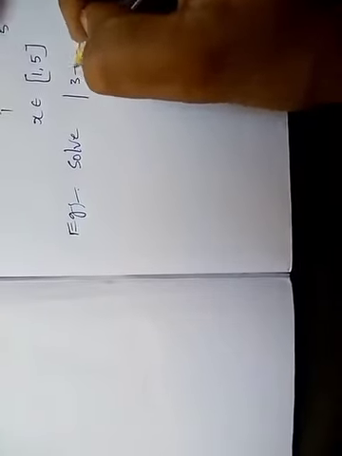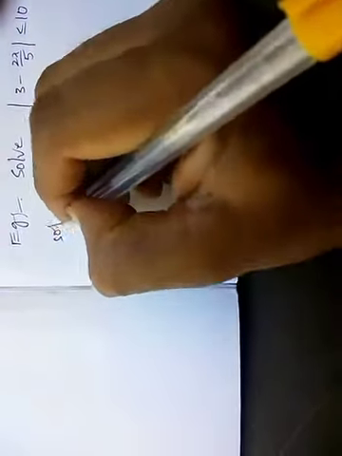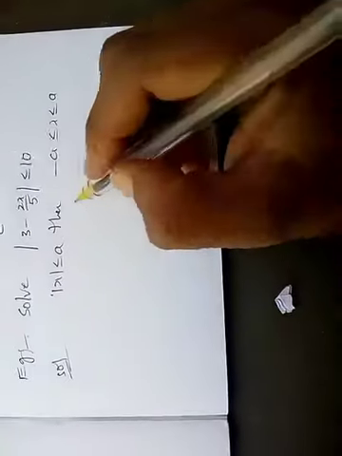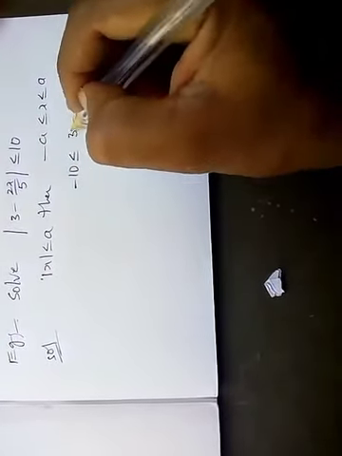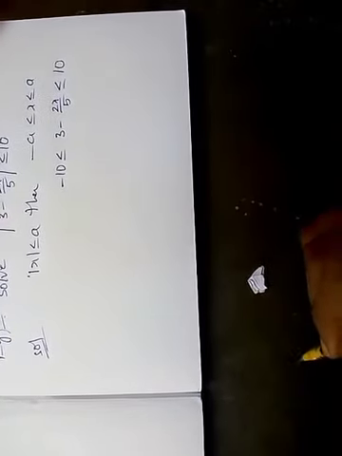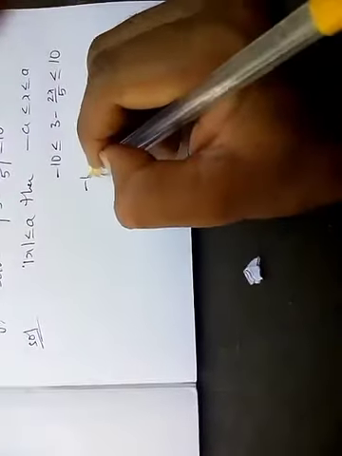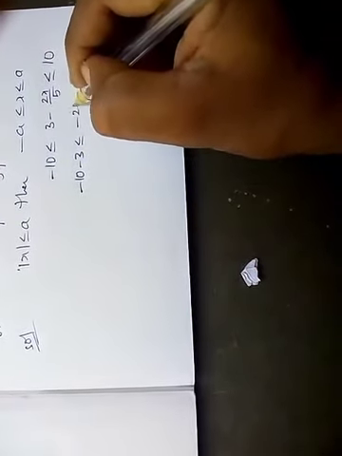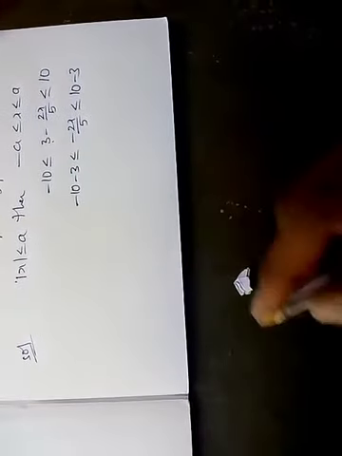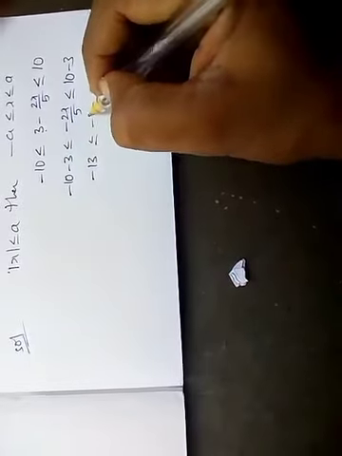Solve modulus of (3 minus 2x) by 5 less than or equal to 10. Same here also. What is the formula? Mod x less than or equal to a, then the solution is minus a less than or equal to x less than or equal to a. Apply this formula: minus 10 less than or equal to (3 minus 2x) by 5 less than or equal to 10. So remove 3: minus 10 minus 3 less than or equal to minus 2x by 5 less than or equal to 10 minus 3, transposing 3. So minus 13 less than or equal to minus 2x by 5.